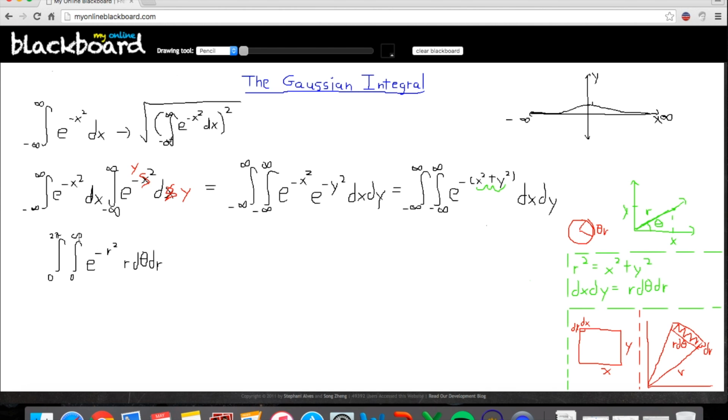Well, I treated infinity as an actual number there. It's more of a concept, but I hope that makes sense. But now, this is an integral we can solve.